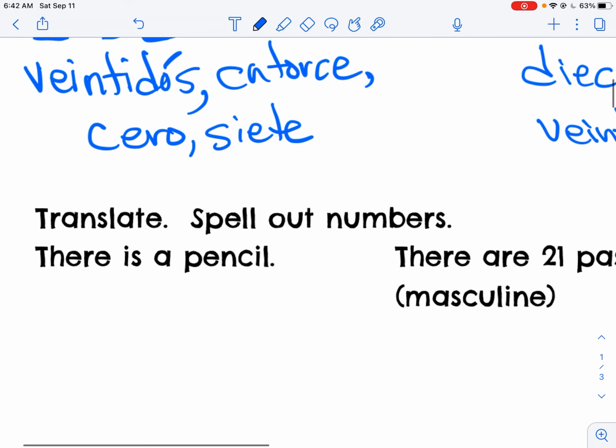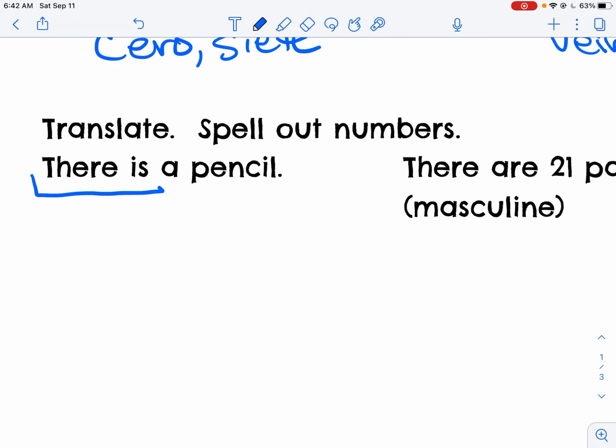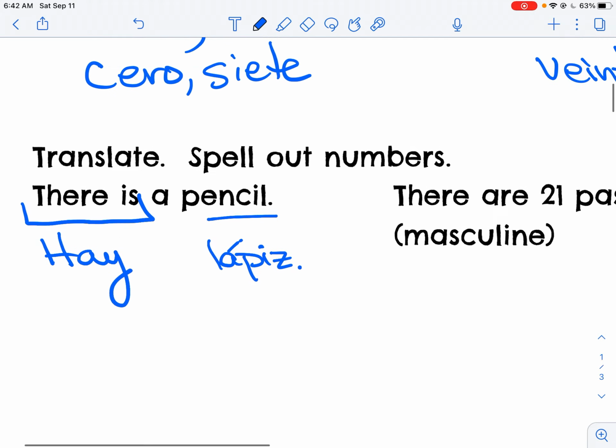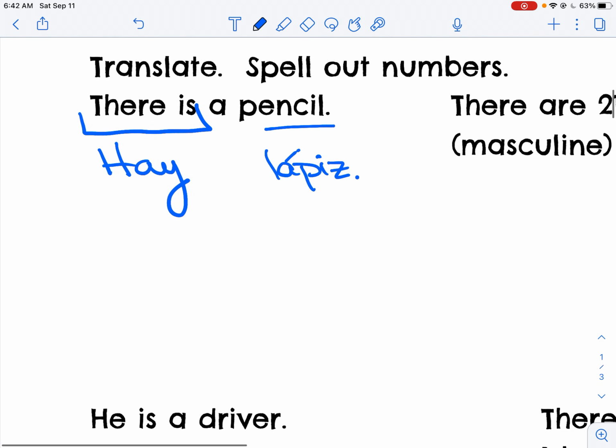Okay, there. Now, for the most part, we haven't learned anything that moves around or anything. This stuff translates exactly how it is. The word for there is the word hay. Now, pencil is lápiz. Lápiz is masculine and it's singular. So, where do I want to put it? Maybe I'll just put it down here.